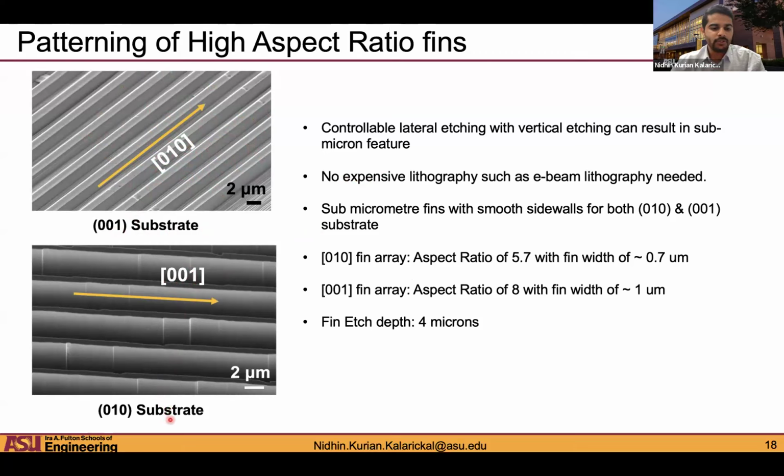We also try to do the same thing on 010 substrate, and again we get good fin, repeated fin structures or fin arrays. You can sort of see small steps arising. The reason for that was in this particular sample, there was a small misalignment of a few degrees. So as soon as you have some misalignment, you start seeing these steps on the sides. Okay, so you want to make sure that your fins are aligned in the correct in-plane directions, or you start getting sidewall roughness.